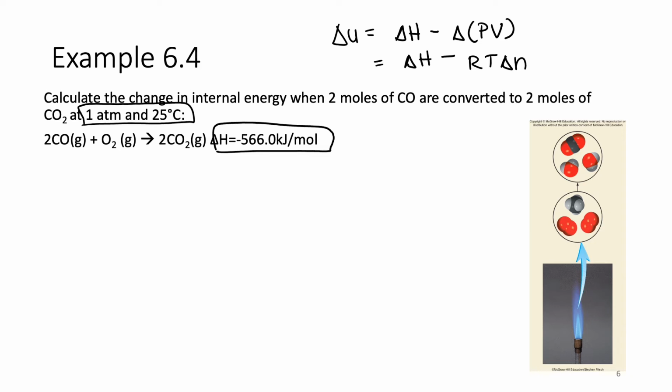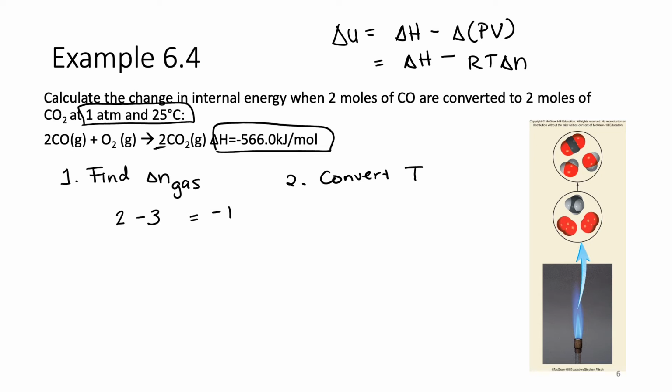So we have to figure out our delta N. Step 1, find delta N of gas. I look at my product. My product has 2 moles of gas. In my reactants, I have 2 plus 1 moles of gas, so that is 3. So my delta N of gas is going to be negative 1. Huzzah! Step 2, convert temperature.